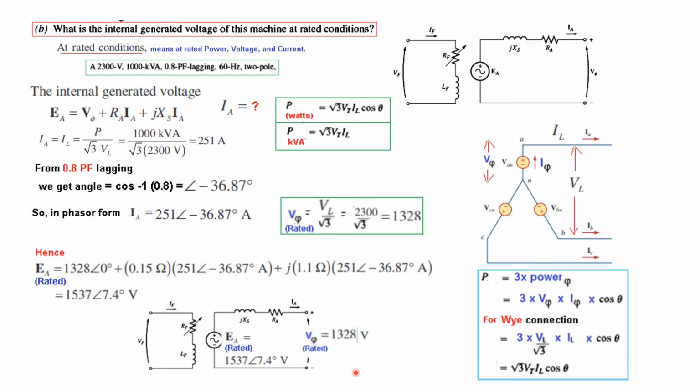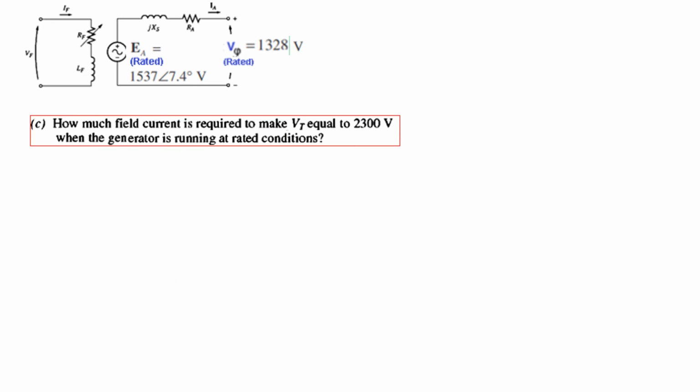So anyway, this is the voltage that is generated in one of the generators. For the single phase case, we can say that this was the rated output voltage, and we know the current, so the current drops, and this we calculated to be the rated generated voltage. Okay, so we were here, we got the rated generated voltage for this rated phase voltage. And now let's see the question: how much field current is required to make Vt equal to 2300 when the generator is running at the rated condition.